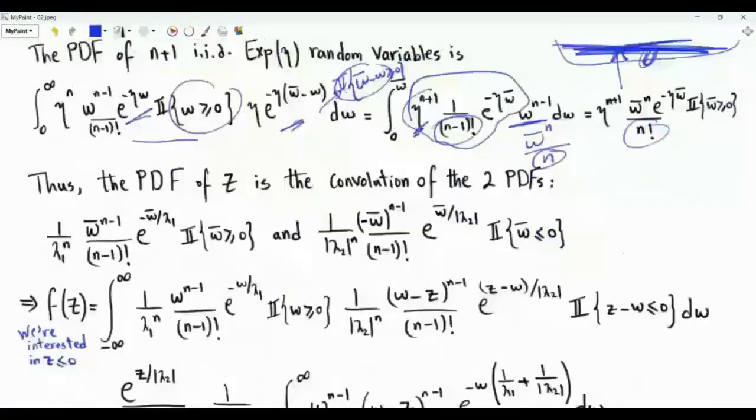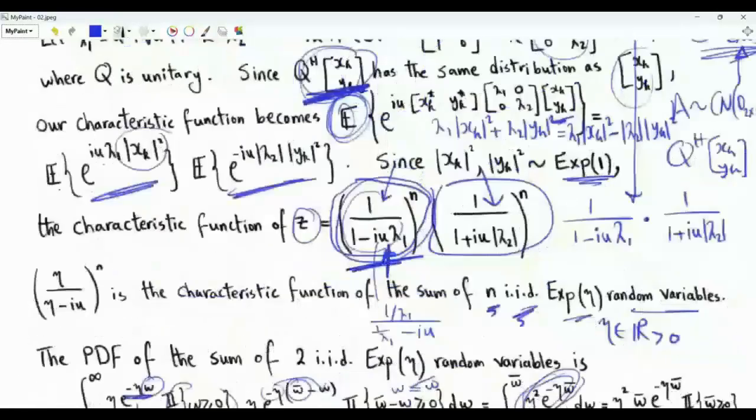Let's go back to our random variable z. The characteristic function of z can be written as the product of two characteristic functions. One of them is the characteristic function of the sum of n iid exponential random variables with the parameter 1 over lambda 1. And then what about the other random variable? If this plus sign is a minus sign, then the other random variable will be the sum of n iid exponential random variables with parameter 1 over the absolute value of lambda 2. What does it mean that the minus sign is a change to plus sign? It means that we are talking about a random variable which is the negative of the sum of n iid exponential random variables with parameter 1 over the absolute value of lambda 2.